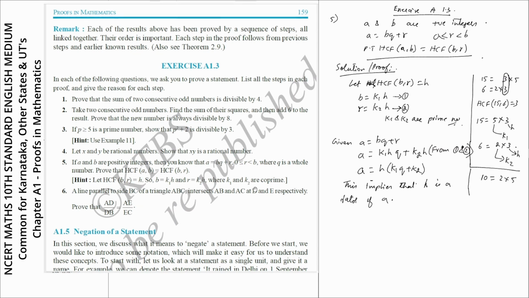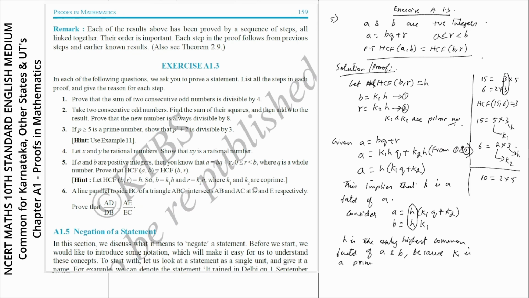Now consider a is equal to h times of k1 q plus k2 and b is equal to, what is b? b is k1 times of h, or I can write h into k1. Now h is a common factor between a and b. And also h is the only highest common factor of a and b, because k1 is a prime number.